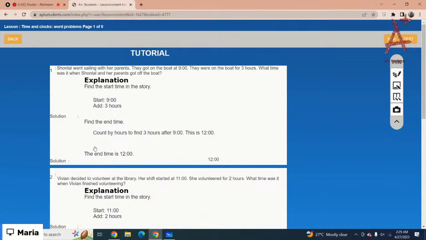So they got on the boat at 9, got it? And they were on the boat for 3 hours. So start from 9 and count up to 3. So it would be 9, 10, 11, 12. That means right after the 12, that is the 12 a.m. when they got off the boat. Got it?